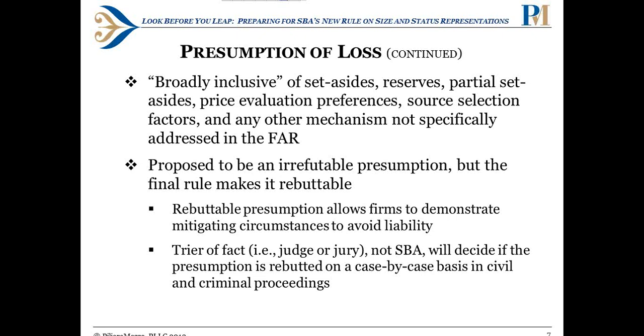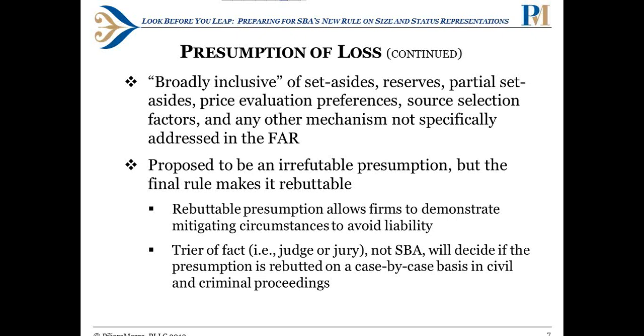And that's critical. We're going to spend a good deal of this presentation as we go along talking about the things that you can do and the things that you should do to mitigate your liability. So the rebuttable presumption as opposed to irrefutable presumption is a key aspect of the final rule. The SBA also noted, and we're going to come back to this point several times, that it's the trier of fact, in other words, the judge or the jury, not the SBA, that's going to decide whether a presumption is rebutted. And that's going to be done on a case-by-case basis in civil and criminal proceedings.